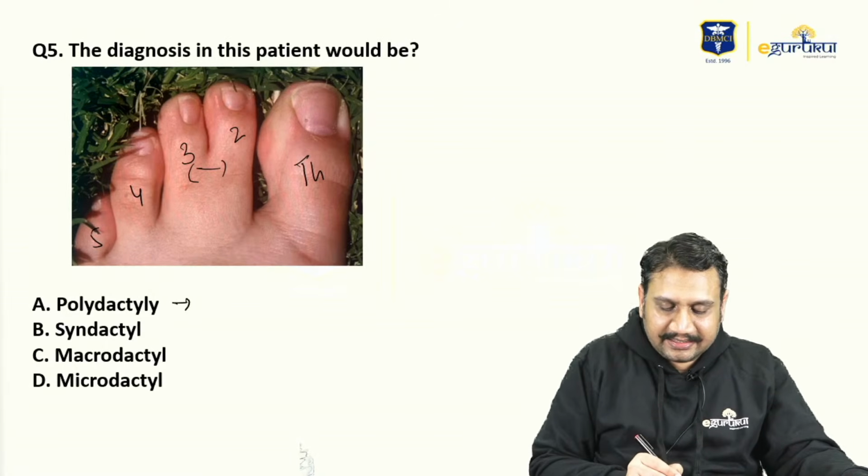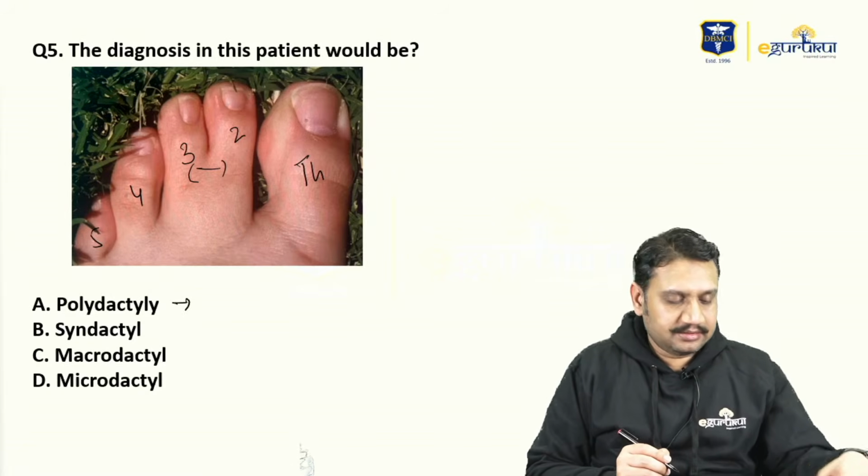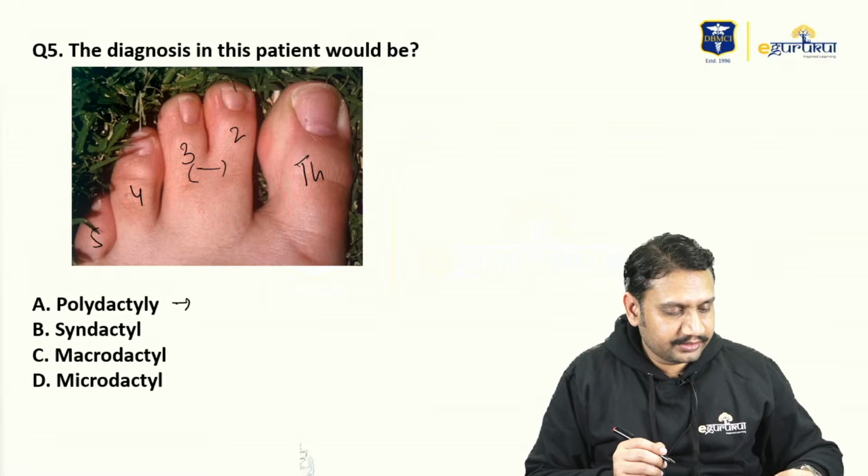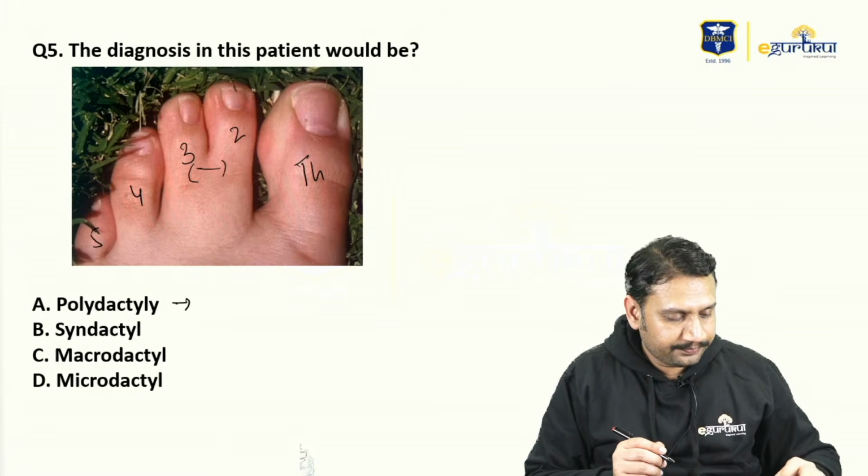What is polydactyly? What is polydactyly? Brachial plexus injury, very good. Okay. So what is polydactyly? So if you see the terminologies which are telling you about, yeah.